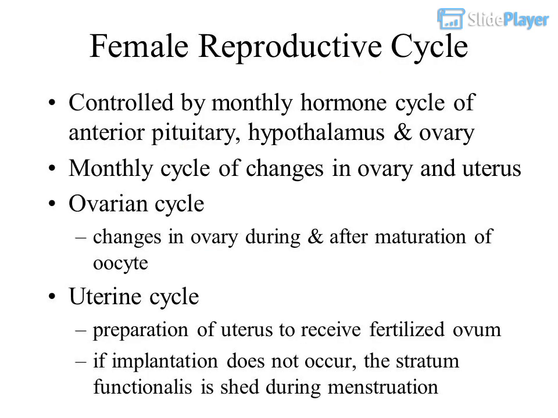Female reproductive cycle. Controlled by the monthly hormone cycle of the anterior pituitary, hypothalamus and ovary. Monthly cycle of changes in the ovary and uterus. Ovarian cycle: changes in the ovary during and after maturation of the oocyte. Uterine cycle: preparation of the uterus to receive a fertilized ovum. If implantation does not occur, the stratum functionalis is shed during menstruation.